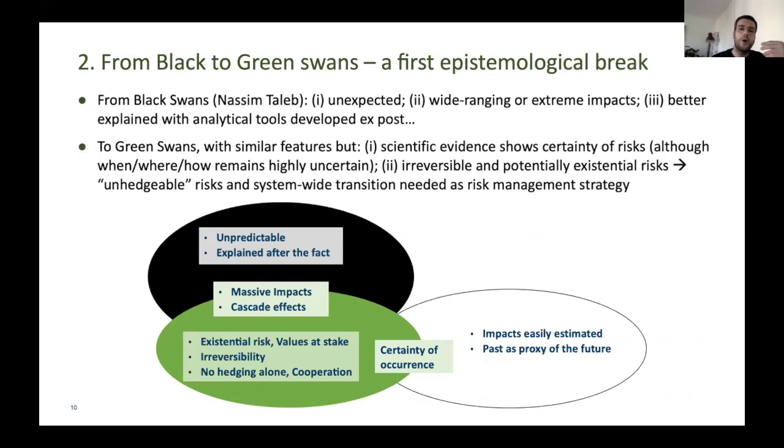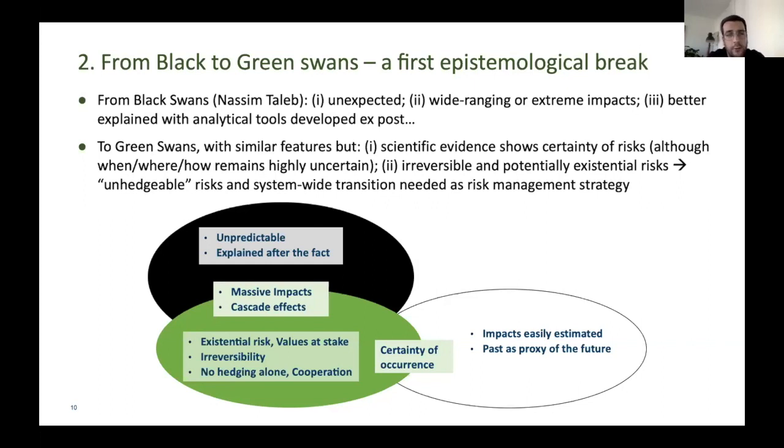So that's how we got to feeling that we needed to capture this with a concept, which we call the green swan. It is obviously a reference to Nassim Taleb's black swan, an unexpected event that can be extreme and that is usually explained ex post with what he calls a retrospective rationalization.